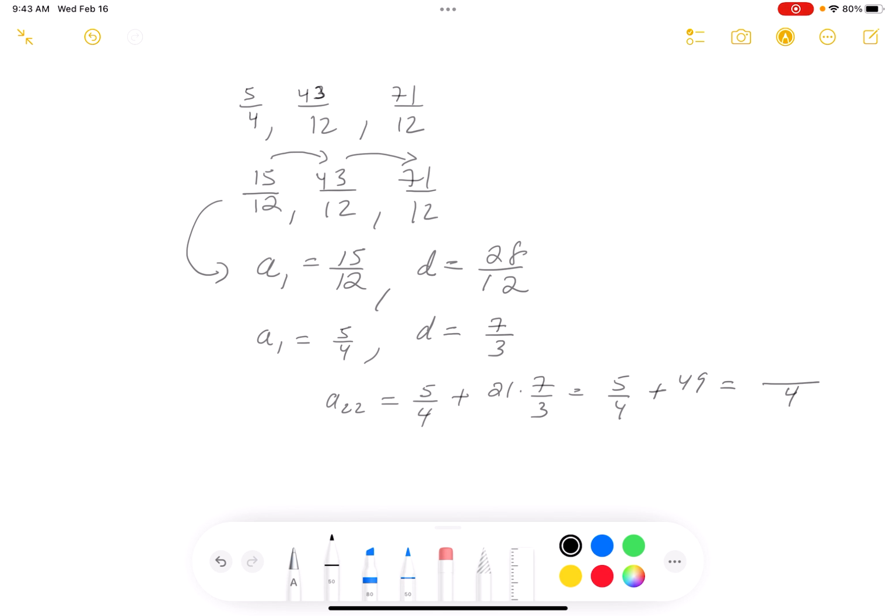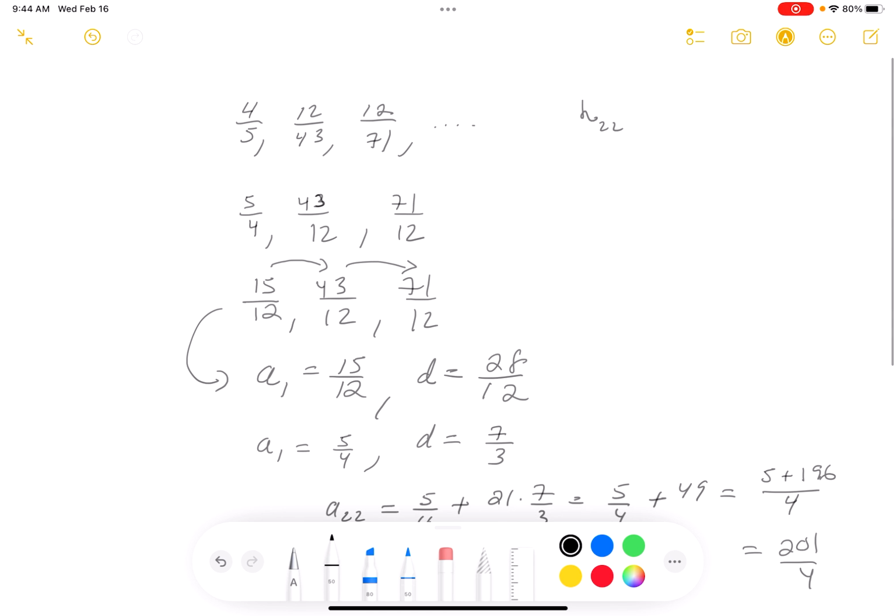So what do you get over there? 5, and that'll be 198. I'm sorry, 196. Sorry about that. And that would give you 201/4. So now I know this term. What's it going to be? 4 over 201. All right?